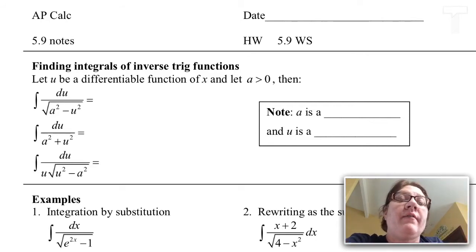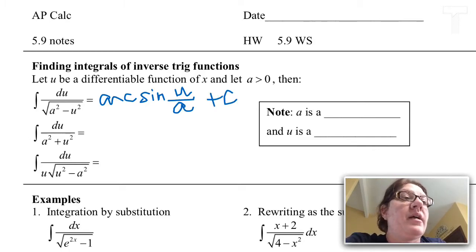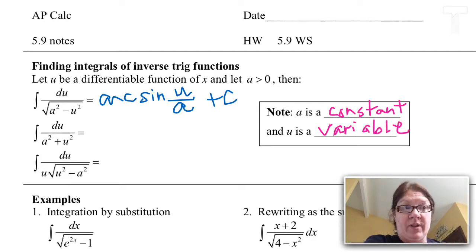This first one, when I have a squared minus u squared in the square root on bottom, is my arcsine of u over a plus c. Note over here on the side that a is a constant, so it'll be some number squared. It probably won't say squared, it might say like 49, and you have to figure out, oh, that's 7 squared, where u is your variable. So using those as constants and variables is consistent with all the other formulas that we've already done.